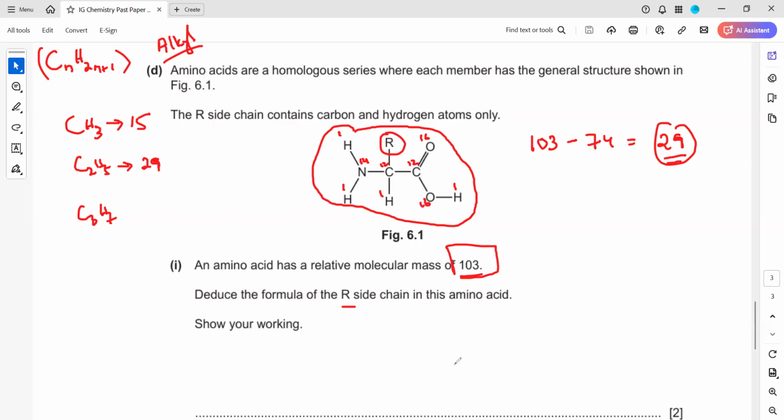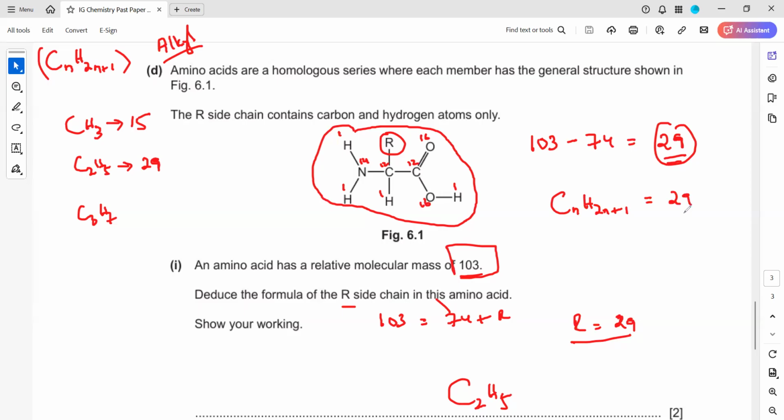So the side chain is actually C2H5. How will you show the working? First, you find that 103 equals 74 plus R. R is the mass of this. Moving 74 to the other side, the mass of R is equal to 29. Clear? Because this is an alkyl group, the mass is CnH2n+1, which should equal 29. The total mass of this should be 29.